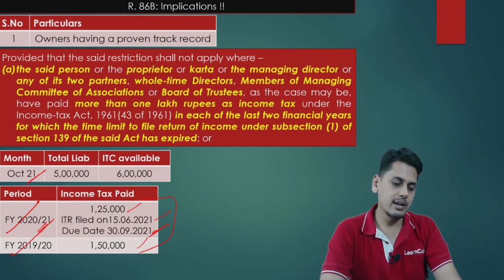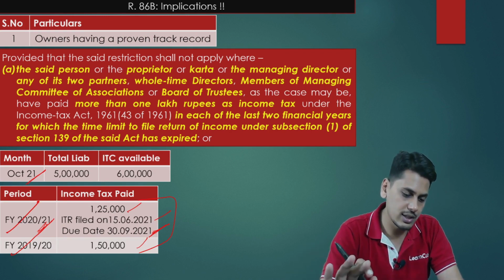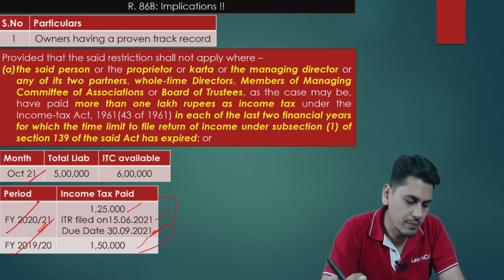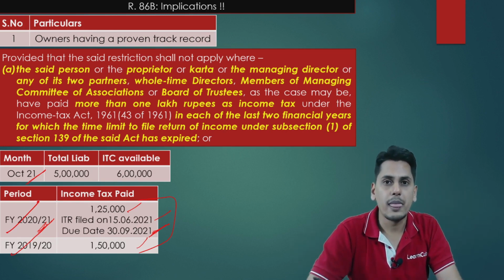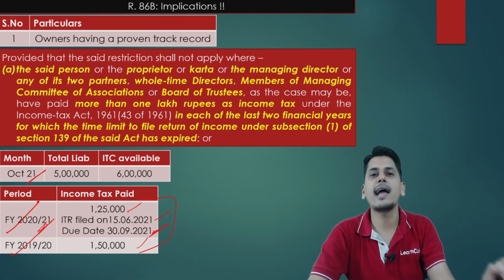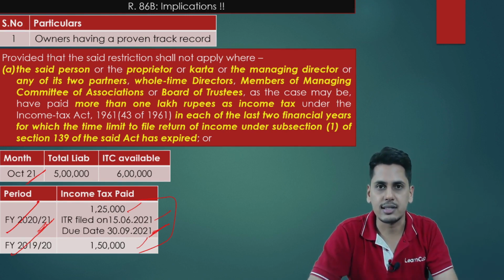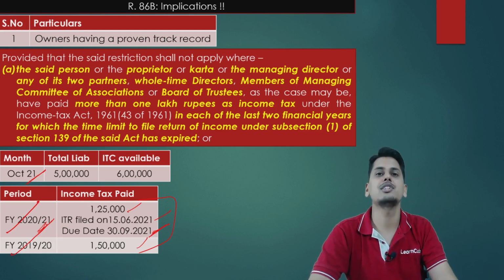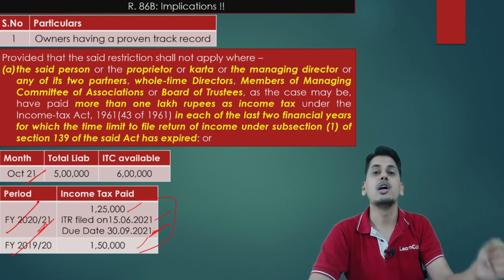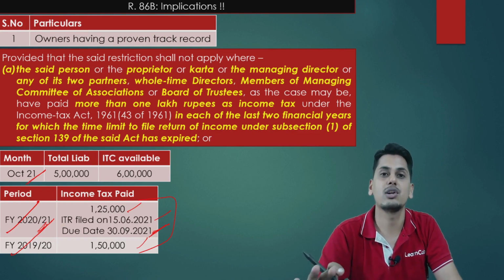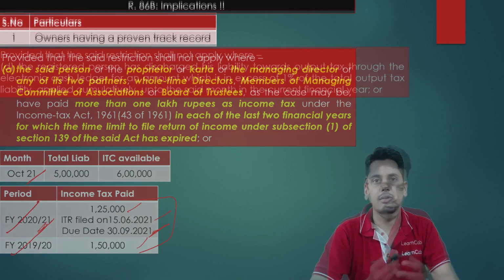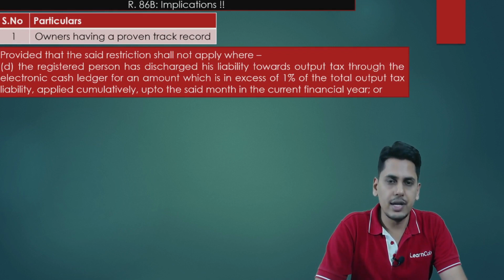2 whole-time directors, 2 members of managing committee of associations, 2 board of trustees, as the case may be. So friends, these guys should have paid income tax more than 1 lakh for 2 preceding financial years. Which 2 preceding financial years? Those 2 preceding financial years for which the due date to file income tax returns under 139 subsection 1 has expired. We are looking into the relaxations of 86B.